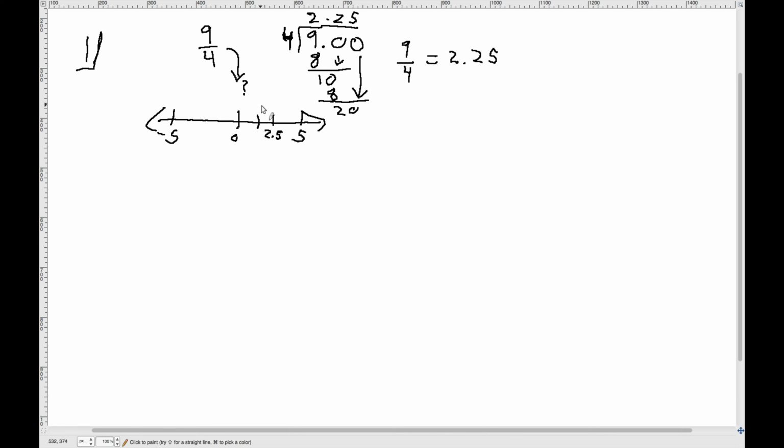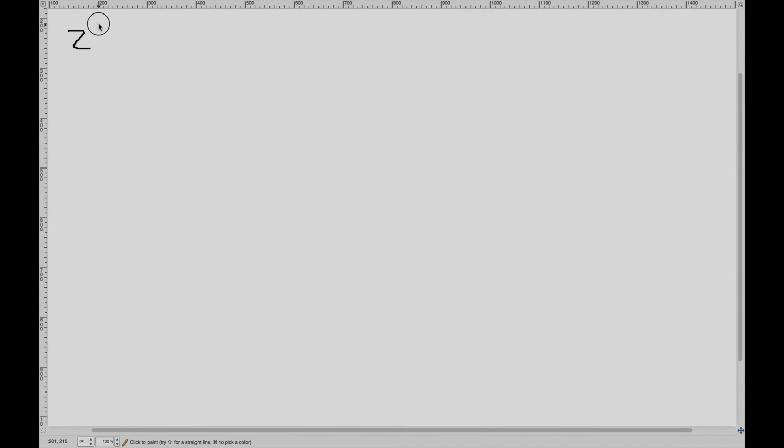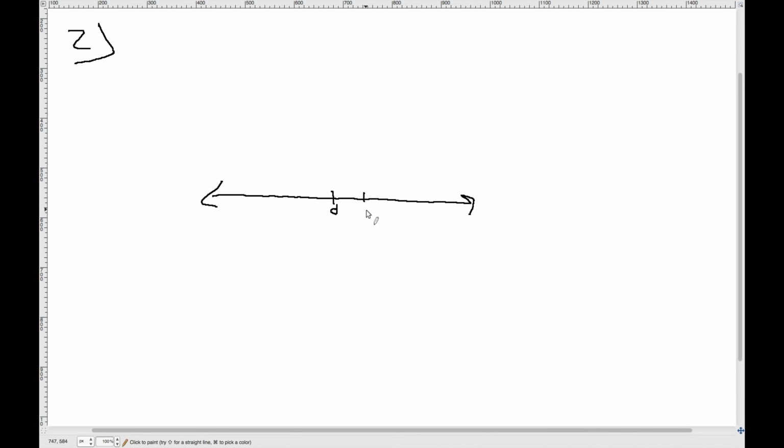So it'll lie between 2 and 2.5. So I'm halfway in between the 2.5 and the 0. Okay, let's graph the -3.7. So let's draw out a number line, and the -3.7 would go beyond the -3 right here.